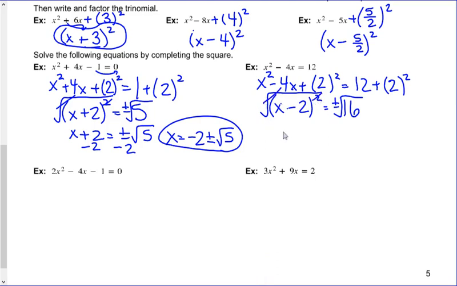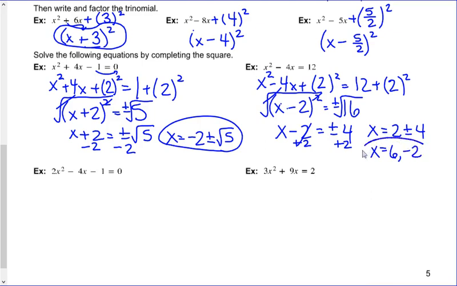This square cancels that square root, leaves me with an x minus 2. And this just so happens to be a nice perfect square, which is 4. And when I solve for x, I'm going to add 2 to both sides. This goes away. So x equals 2 plus or minus 4. But again, since that's a perfect square, we can figure out what they are exactly. So what is 2 plus 4? That's a 6. What's 2 minus 4? It's a negative 2. And that would be our final answer.